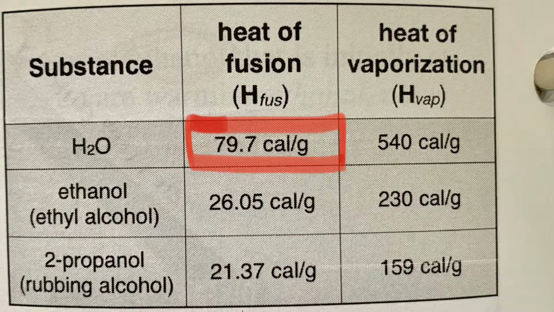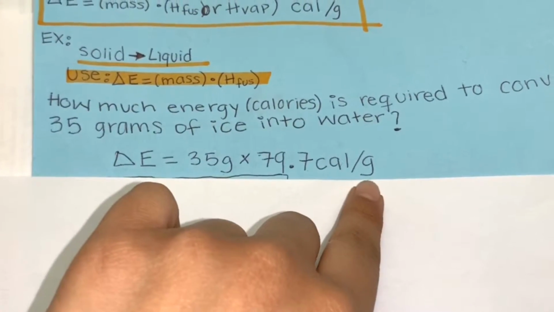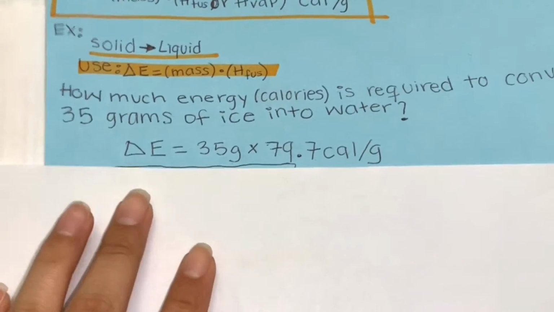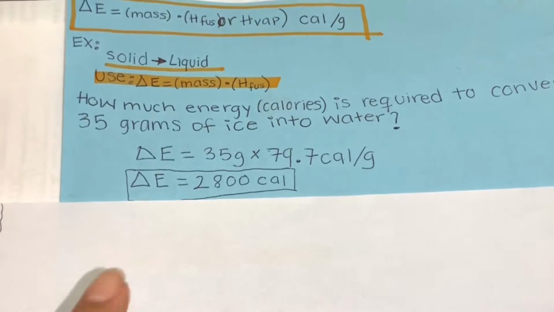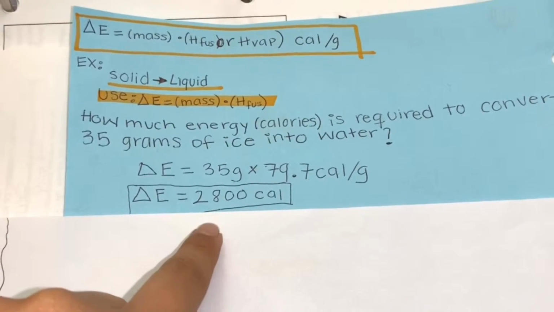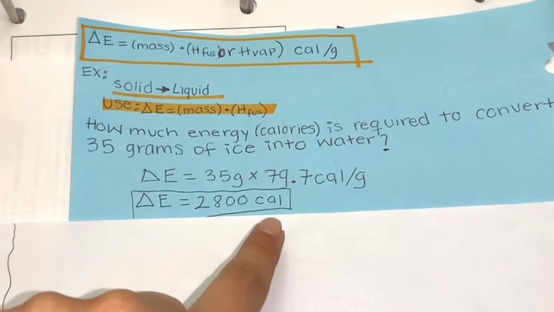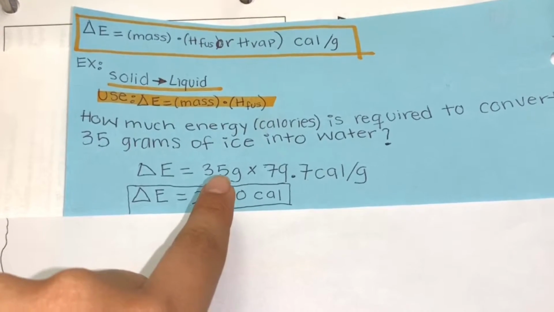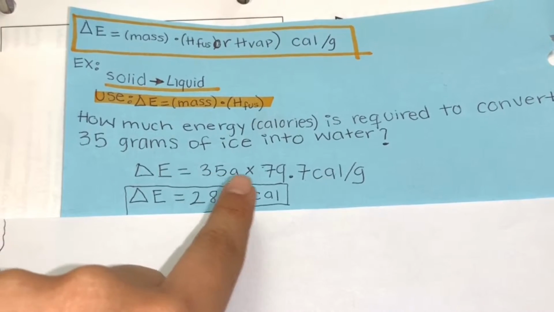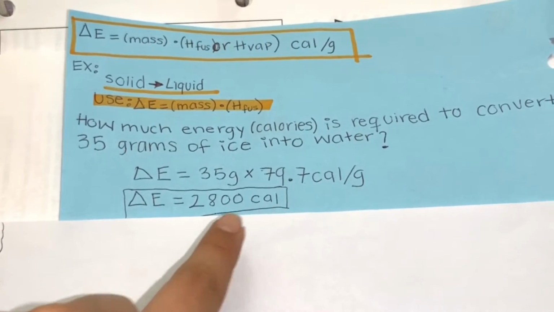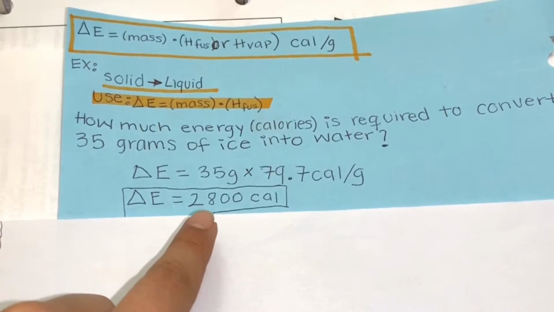According to our heat of fusion and vaporization values shown here, we have to figure out which value to use. Since we're dealing with heat of fusion, talking about water, we are going to use 79.7 calories per gram. Grams cancel, and you're left with calories. Your final answer should be change in energy equals 2,800 calories. Remember to use your significant figure rules. There are 2 significant figures here, 3 significant figures here, so you have 2 significant figures in the answer.